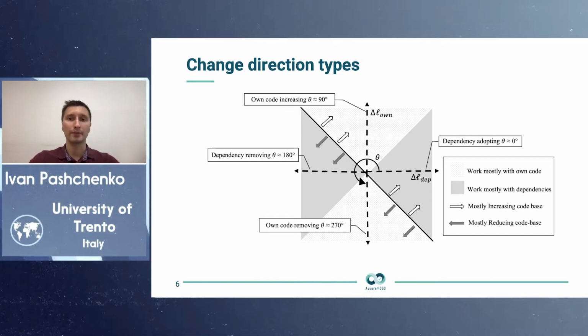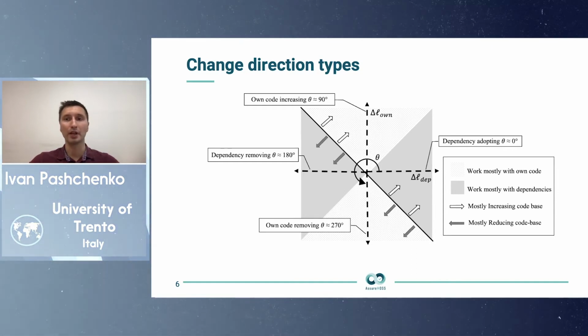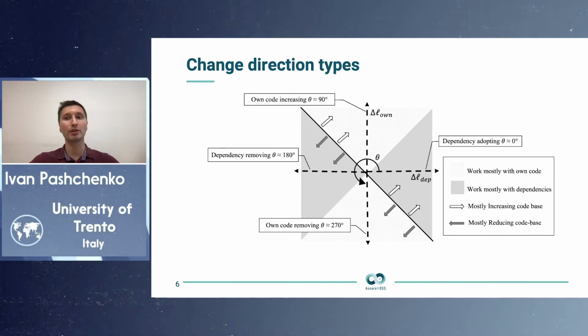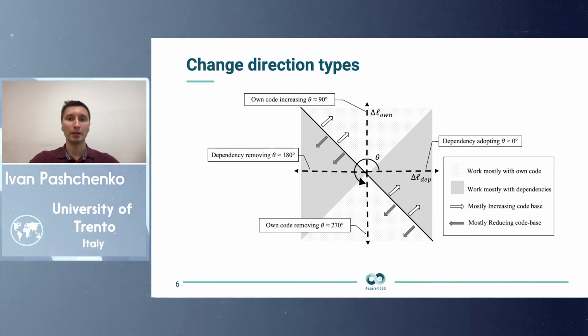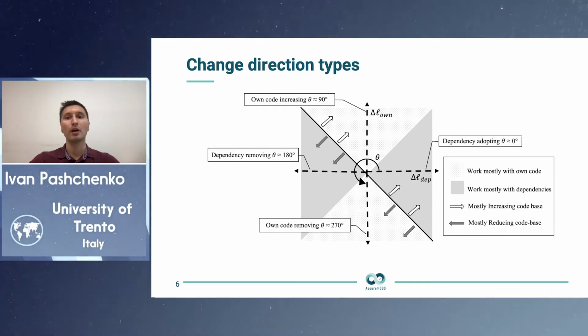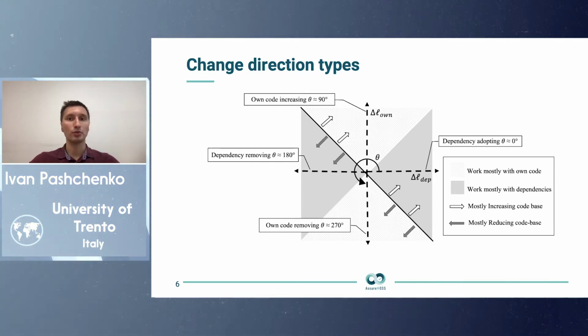On the other hand, the values of theta between 135 and 315 degrees correspond to the situation when developers mostly decrease the total code base of their project. Most likely, in this case, developers are optimizing their own code or the dependencies they are using. For example, they can remove some dependencies that they do not really need for their projects.